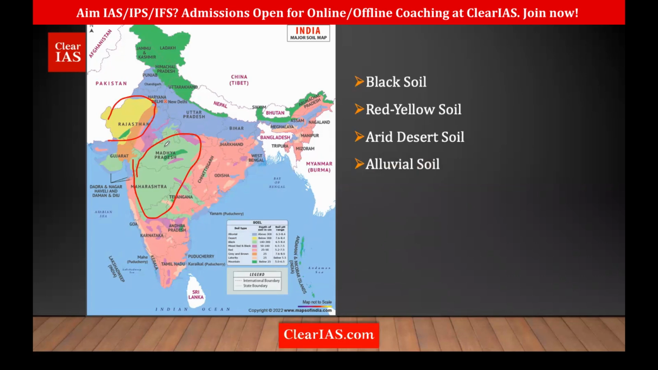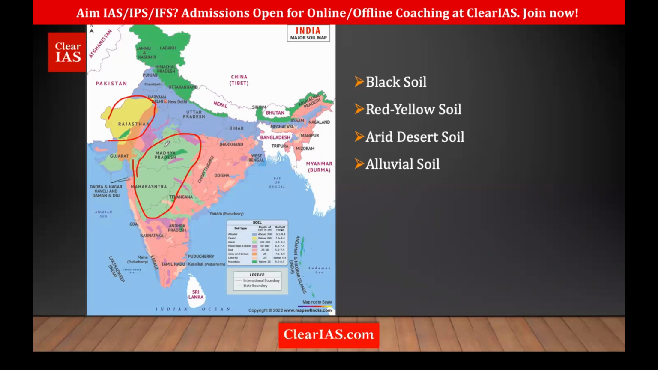Next is the alluvial soil. So alluvial soil is actually there in India. There are two types of alluvium. One is riverine alluvium, and another one is deltaic or coastal alluvium. So riverine alluvium or deltaic and coastal alluvium.